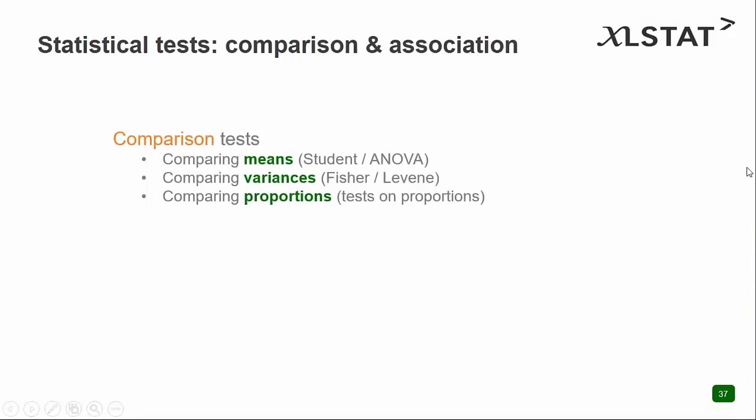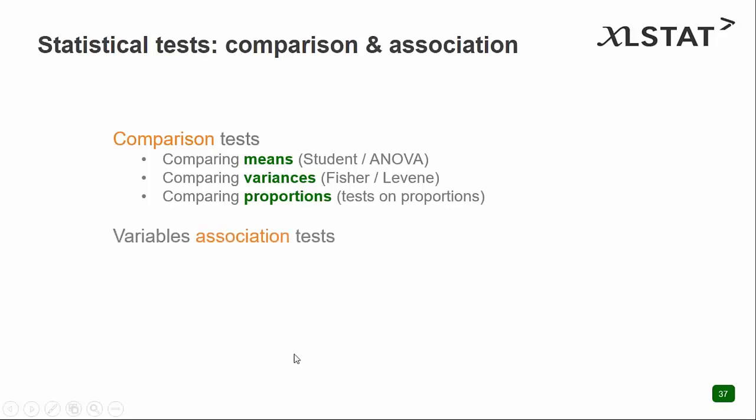Comparison tests let you compare things such as means. The student's t-test that we just saw allows you to compare two means. ANOVA allows you to compare more than two means. Comparing variances, you have Fisher's test that helps you compare two variances, Levene's test that compares more than two variances. You can compare proportions, and there are many other comparison tests.